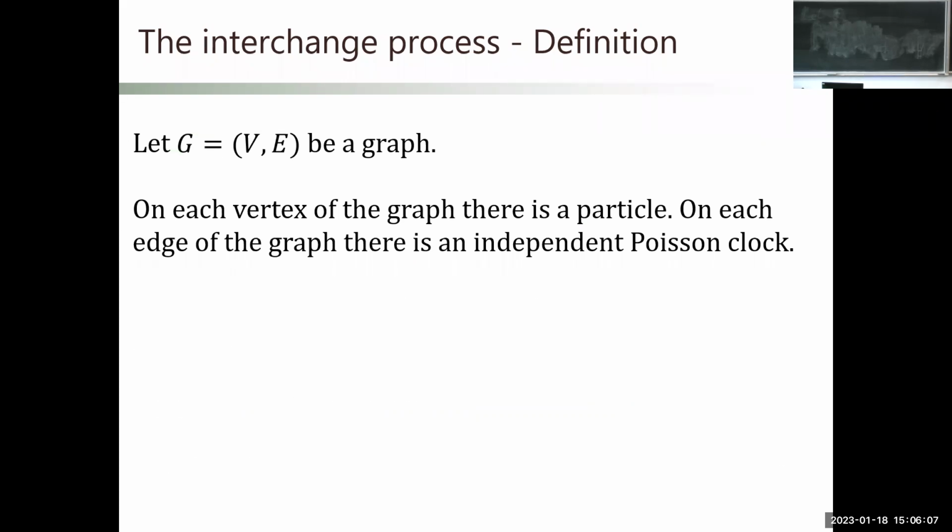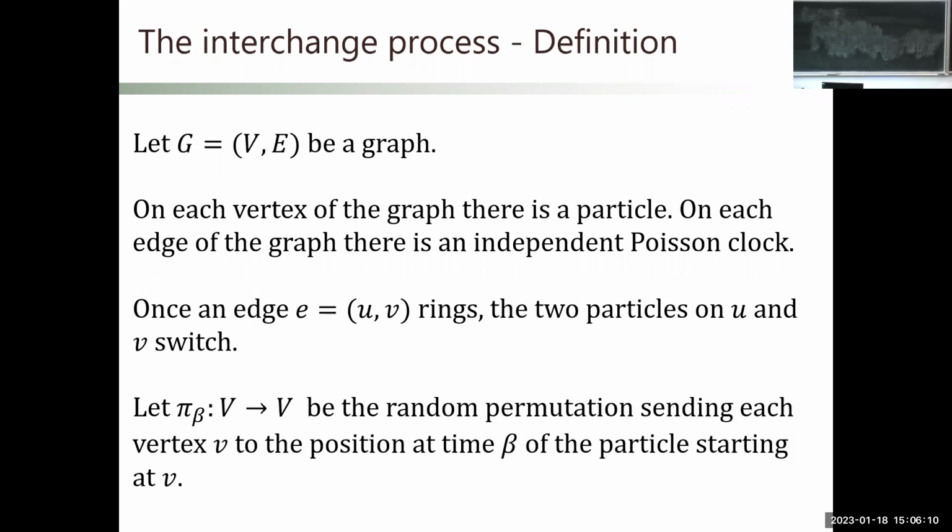And okay, so now what is the process? So it's very simple. Every time an edge e, which is uv, rings, the two particles on u and v switch. So the particle on u jumps to v and the particle on v jumps to u. And then you do it up to time beta, and then you get a random permutation, pi beta, from the vertex set to itself. This is the random permutation that tells you for each particle where it ended up at time beta.